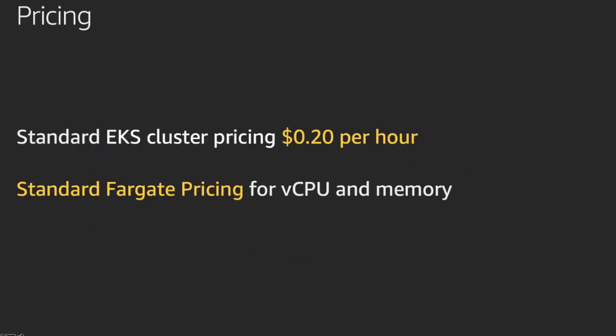So pricing for EKS and Fargate is unchanged. Each EKS cluster is just 20 cents per hour with a highly available multi-AZ configuration by default and a 99.9% uptime SLA. You only pay for the vCPU and memory resources requested by your pods with Fargate, and that's just the standard Fargate pricing for vCPU and memory per second.